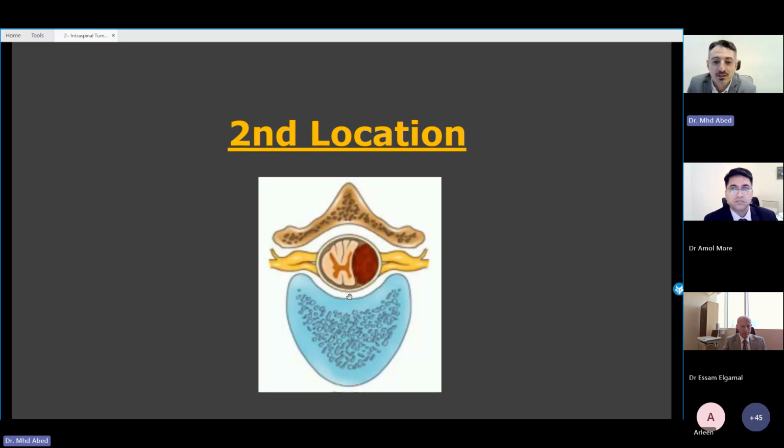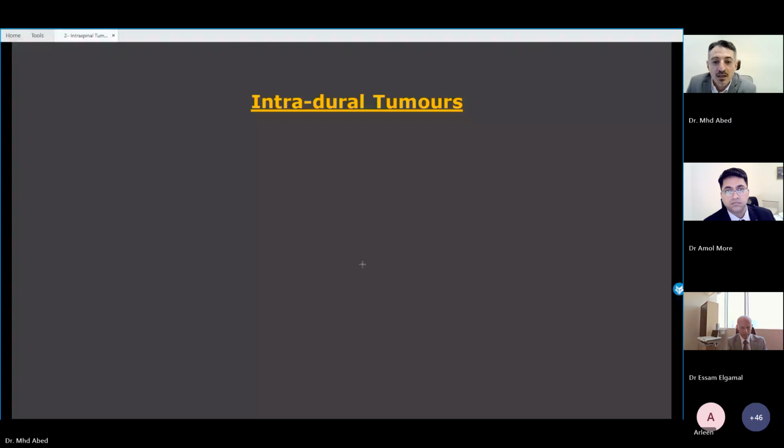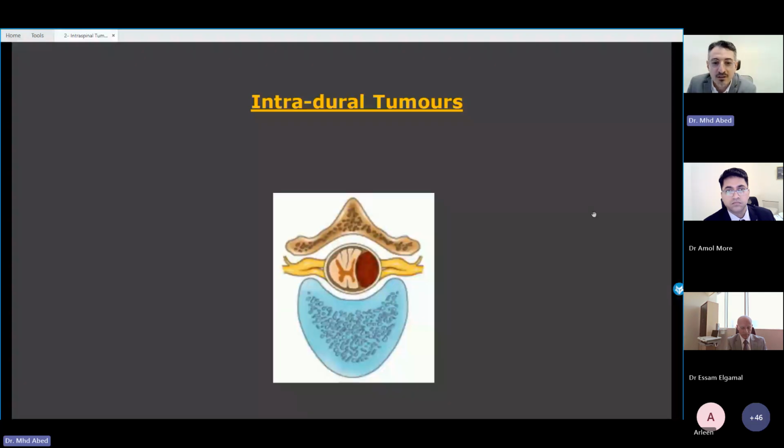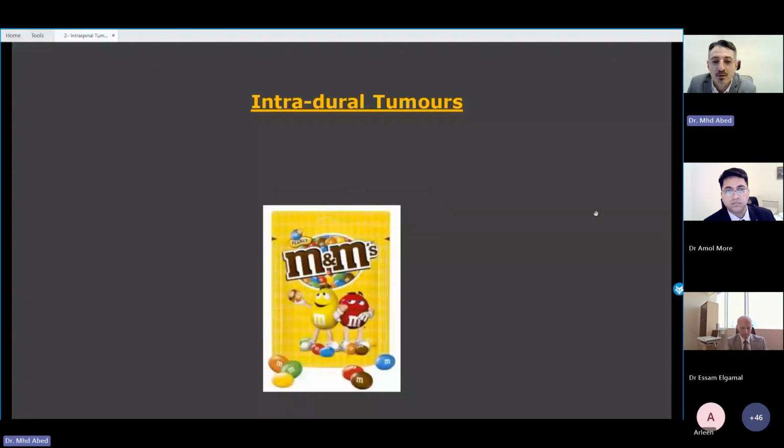Now, the second location is the intradural space. Here the lesion will be between the spinal cord and the dura itself. It's intradural. It could compress the spinal cord, but it's not originating from the spinal cord itself. For this tumor, we have to think and remember the M&Ms, because this chocolate will remind us about the 3 most common tumors, which are M and M. M for meningioma, N for nerve sheath tumor, and the second M is for metastasis. This is the way to remember this differential.